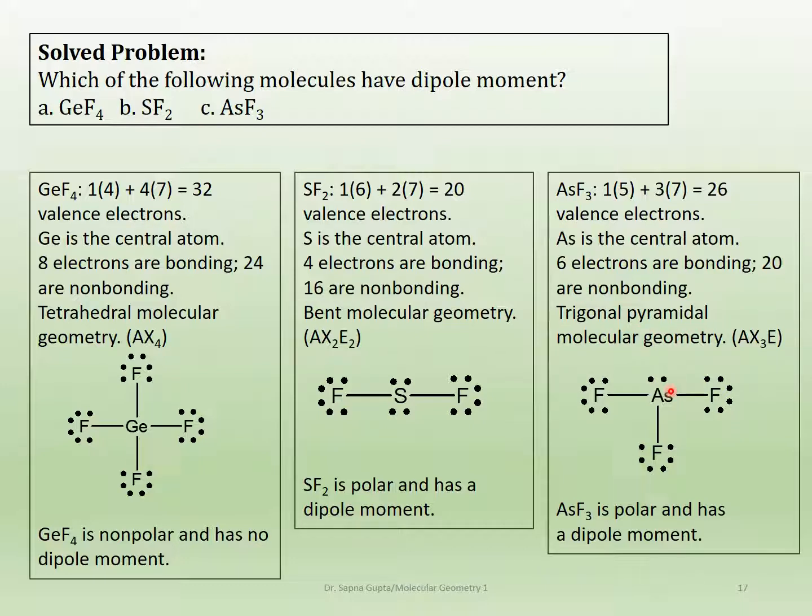If it's trigonal pyramidal, I'm again thinking of a pyramid, but on the top I don't really have any atom. Fluorines are all pointing down. If they're all pointing down, it means they're all pulling electrons towards themselves. If they are, then yes, this molecule is polar. Why is fluorine pulling electrons? Because it is more electronegative.